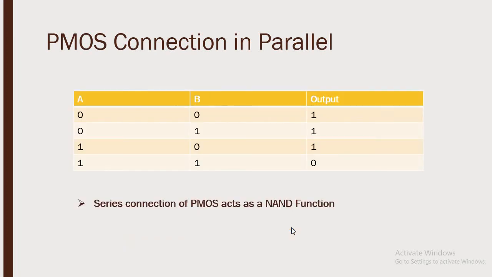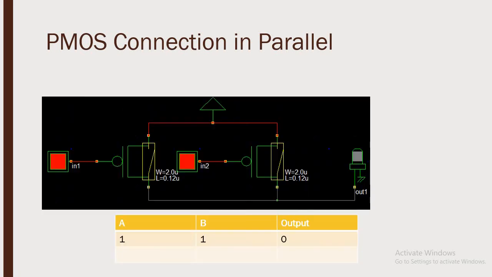Now here we have the overall truth table of PMOS connection in parallel. We can see that whenever we apply both inputs 0, our output will be 1, and 0 1 output will be 1, and 1 0 output will be 1, and 1 1 our output will be 0. So students, you must notice that the series connection of PMOS acts as a NOR function, and your PMOS connection in parallel acts as a NAND function, which is totally opposite of the AND function.